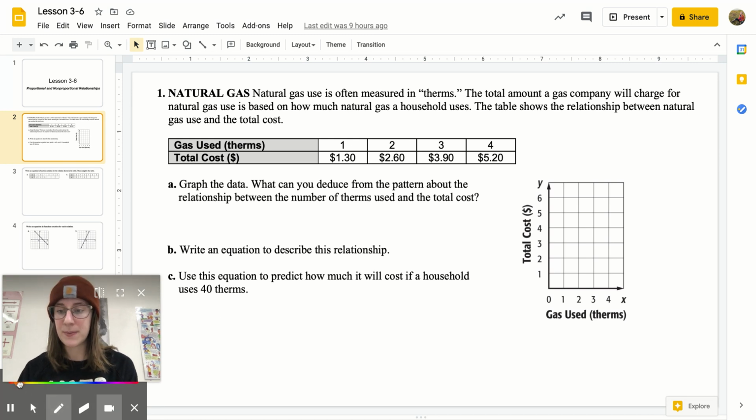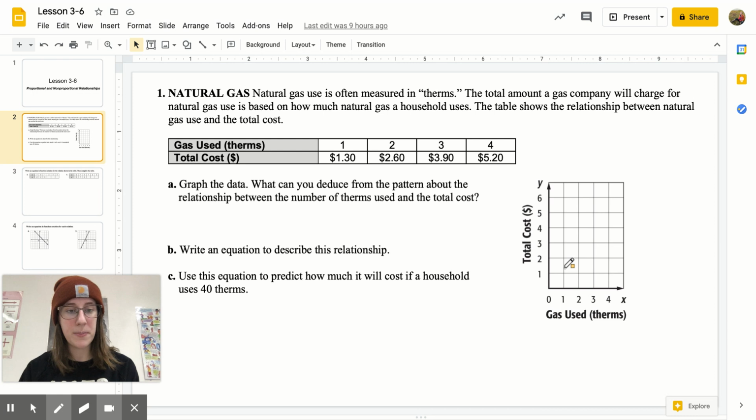So it says to graph the data, and it's wondering what we could deduce from this. So if we use 1 gallon of gas, it says it costs $1.30. So at 1, we're going to go up and maybe a little past a quarter, about $1.30. After 2 gallons, it's about $2.60, so getting close to $3. At 3 gallons, it says that it was $3.90, pretty close to 4, but not quite. Then at 4 gallons, it's $5.20, so just a little bit past $5.